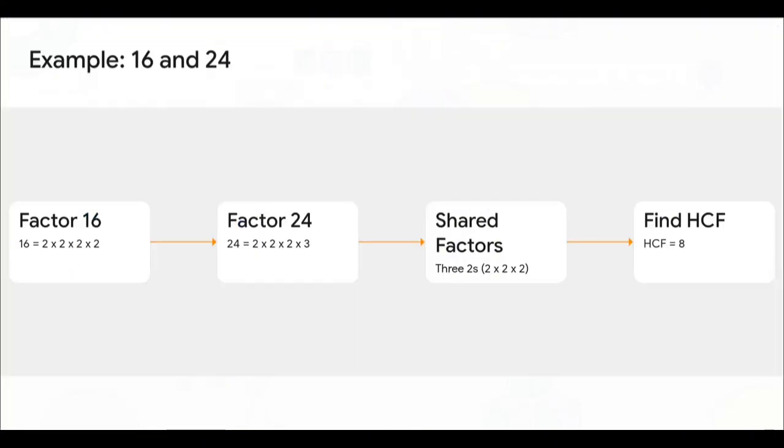Okay, let's solidify this by testing it on a new pair, 16 and 24. Step 1. 16 breaks down into 2 times 2 times 2 times 2, so four 2s.